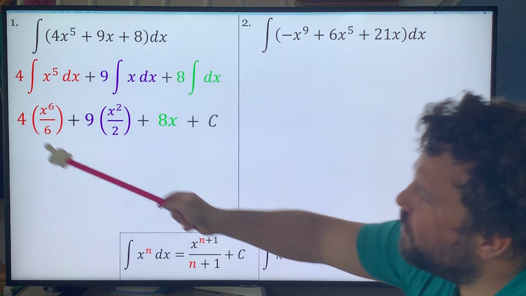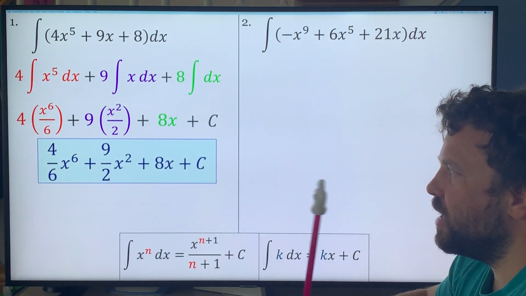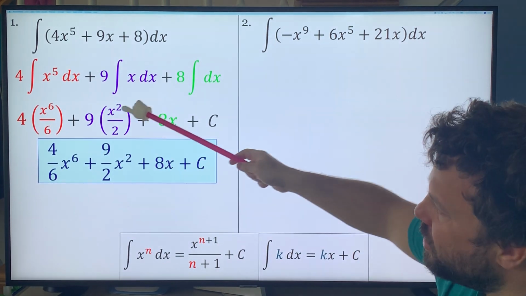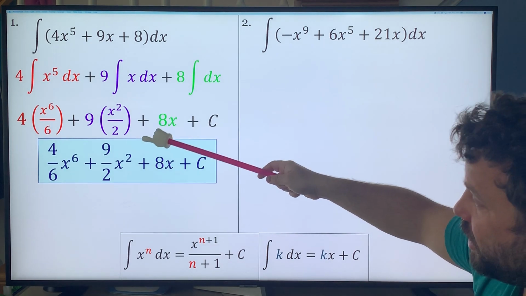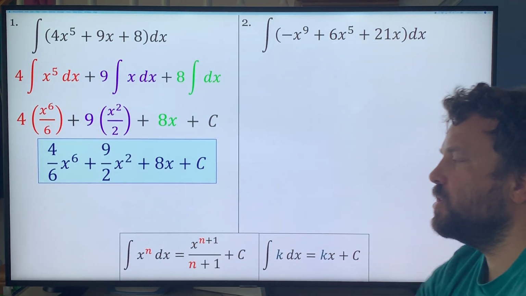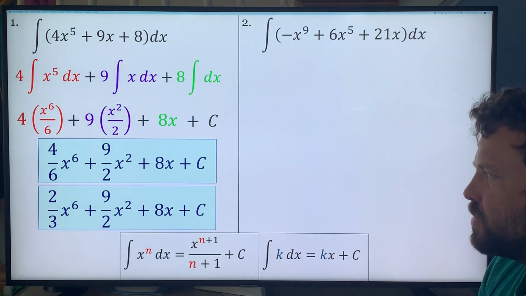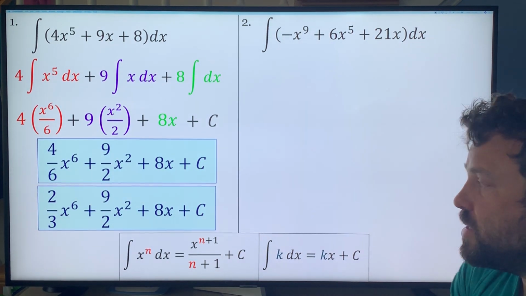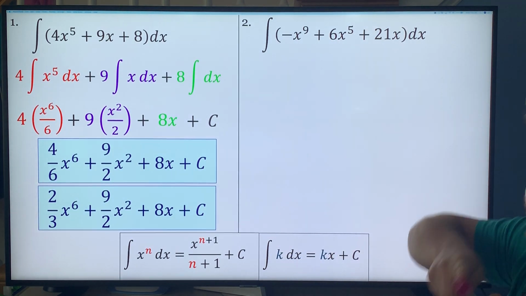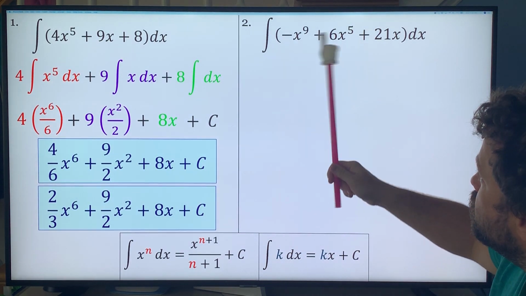All right. 4 over 6, you're going to reduce that. 9 over 2. All right, 9 halves plus 8x plus c, and this can be reduced. You can divide both of these by 2, giving you 2/3 x to the 6 plus 9 halves x squared plus 8x plus c. See how easy that is. Let's look at problem number 2.